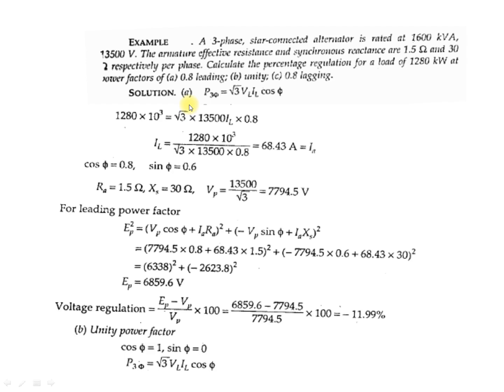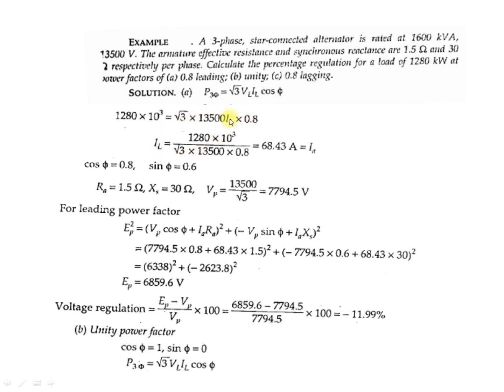So first we need to find out the IL value from the three-phase power equation, which is equal to root 3 VL IL cos phi. Since we have three cases of power factors, we need to find out the IL value for each power factor, because the equation itself has the cos phi value, so we need to put in the values corresponding to the given questions.